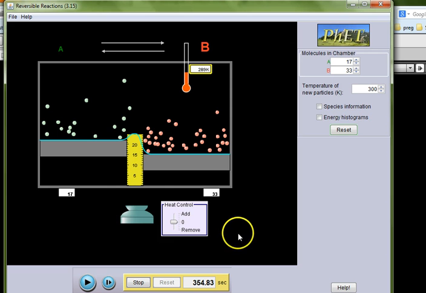What is the equilibrium constant for this reaction? It's product concentration divided by reactant concentration. So 33 divided by 17, what do you get? About 2, correct?